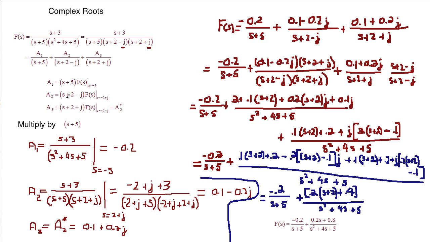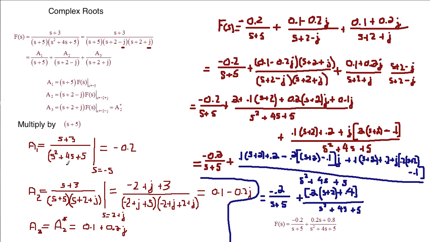We find A2. We take s plus 2 minus j times F of s, because this is the denominator term for the A2. Then we evaluate where this term is equal to 0, and this term equals 0 when s is equal to negative 2 plus j. S equal negative 2 plus j makes that whole expression equal 0. Similarly, we solve for A3, and as I said, we find that A3 and A2 are complex conjugates of one another.